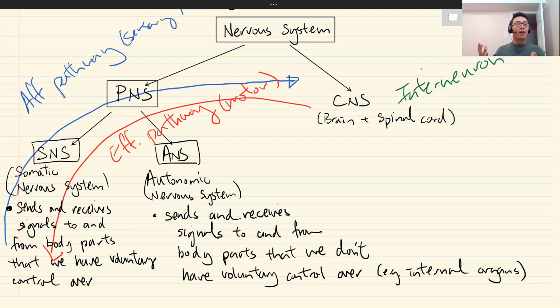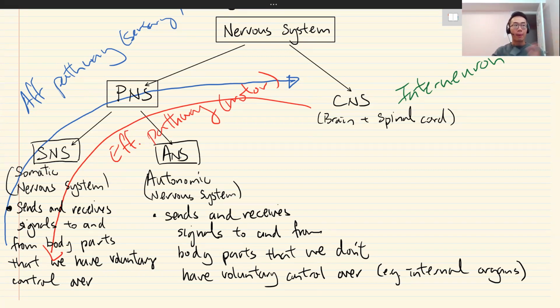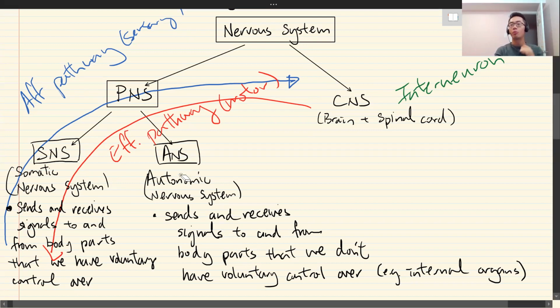Now, if I eat too much and then my stomach hurts because it's too big, it's stretching beyond its normal size, that pain, is it through SNS or ANS? That's PNS. Well, yes, but which one? Is it SNS or ANS? ANS, right? Remember, PNS has two different departments. So the stomach pain would be from the ANS because I don't have voluntary control over my stomach. So you will also have these afferent paths stemming from the ANS.